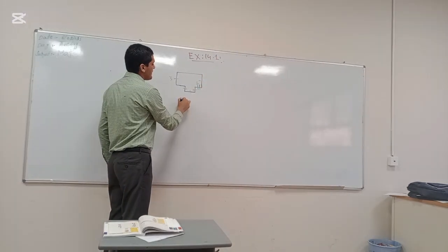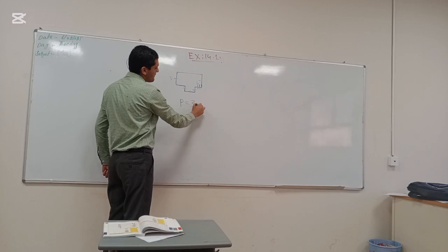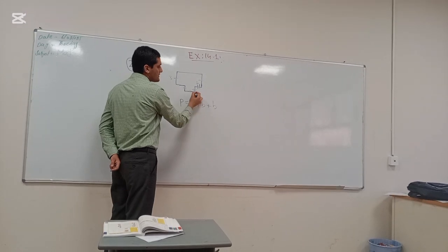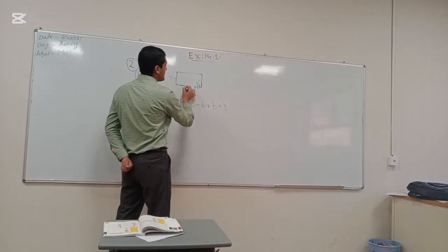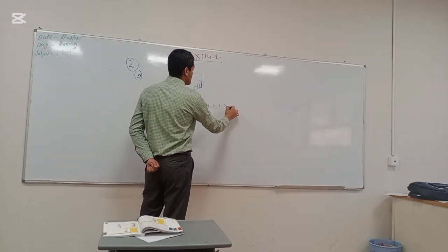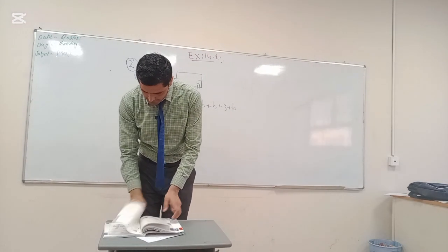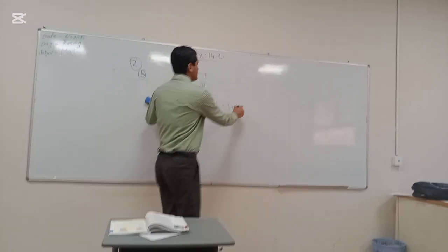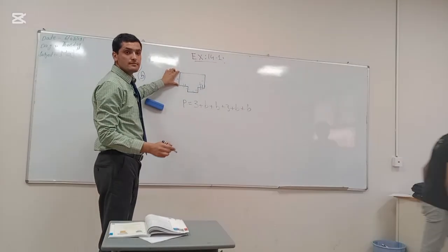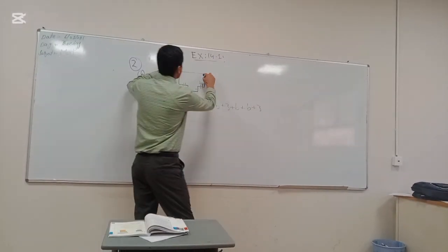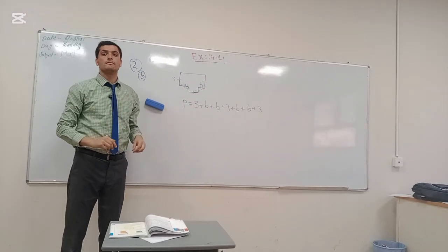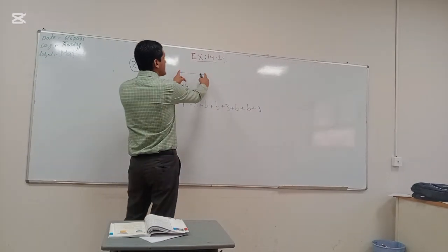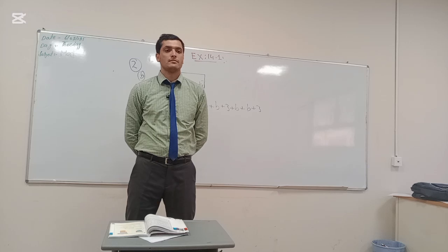3. So suppose P represents perimeter. So this is 3. This is how much? B. This is how much? Plus B. And this is also B, so plus B again. And this is how much? 3. Now who will tell me how much is this? Can anyone please tell me what is the length of this? This is a somewhat tricky one. So this is 3, then this 3 and this 3.